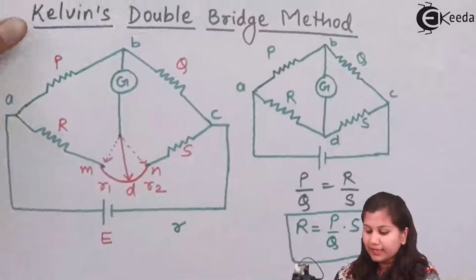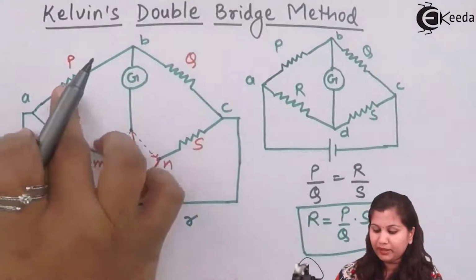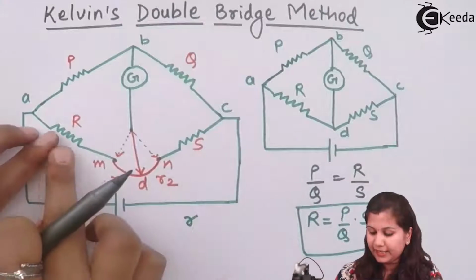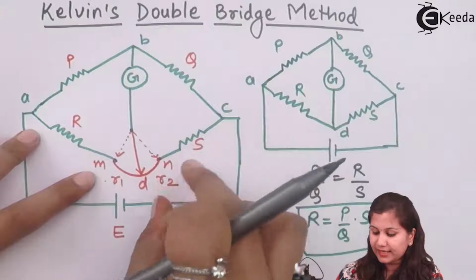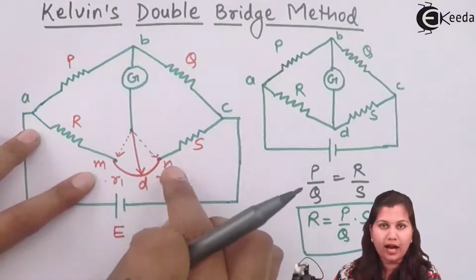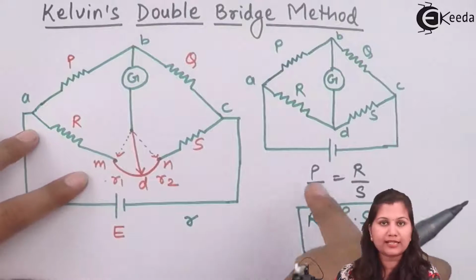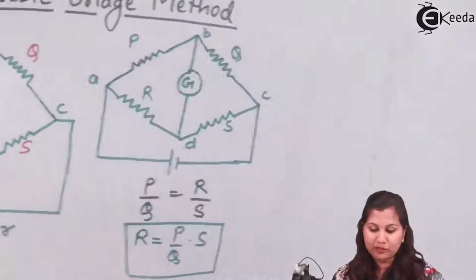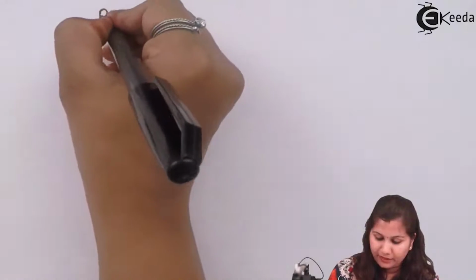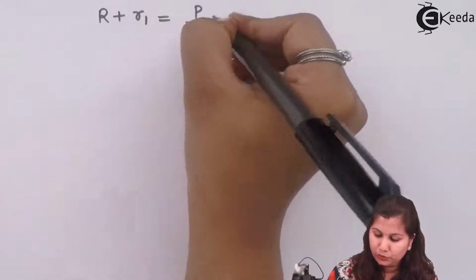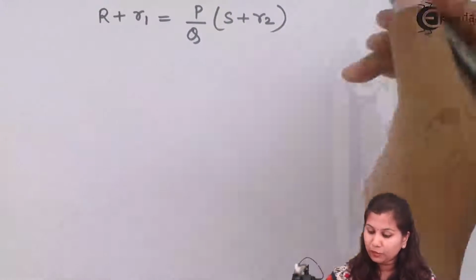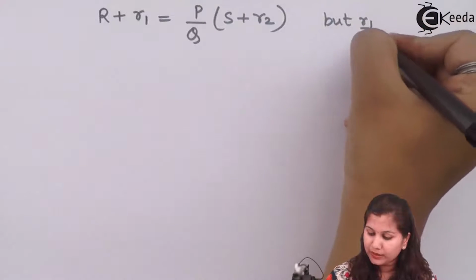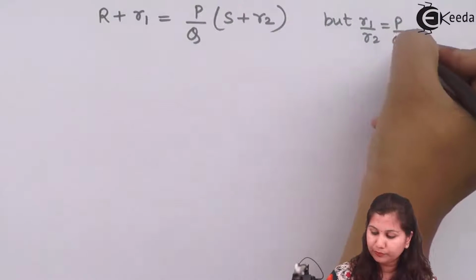Now when the connection is at point D, then in the ratio P upon Q equals R by S, in R we are adding this resistance R1, and in this standard resistance S we are adding this small resistance R2. So this ratio will be changed. In R we are adding small r1, and in S we are adding the resistance R2. But we know that R1 upon R2 is equal to P by Q.